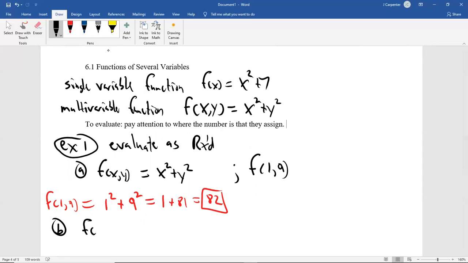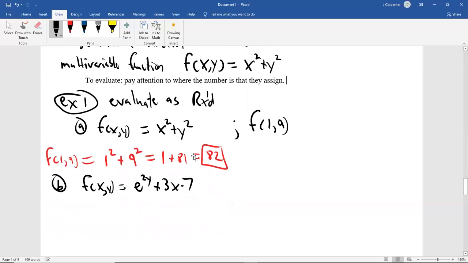F of x comma y is equal to e to the 2y plus 3x minus 7. Now, both of these terms, I have my x's kind of individualized, just x's in this term, just y's in this term. They don't have to go in alphabetical order. They don't have to be just x or just y in a term. They don't have to be just x and y, as we will see in the third most complicated example, but still tolerable. And we are going to find here f of 8 comma 0.